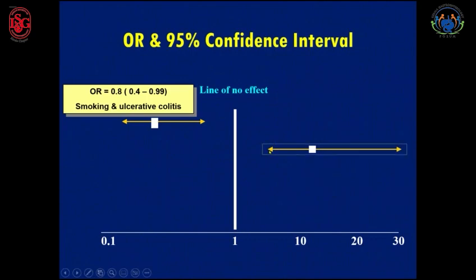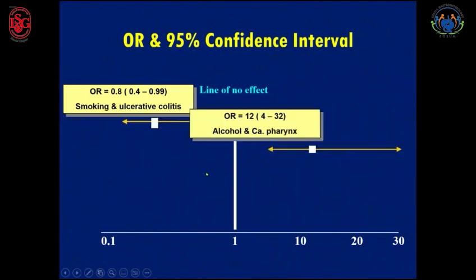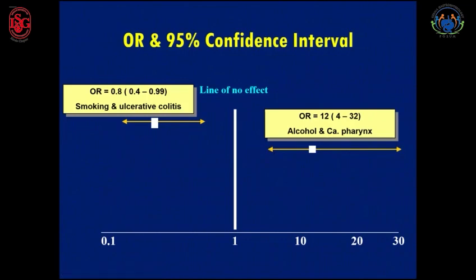Let's take another example, this time a risk factor. We know that the lower limit of the confidence interval is above 1, and this is alcohol and carcinoma of pharynx. The odds ratio is 12 with a range of 4 to 32. And here also we know that the p-value will be less than 0.05.